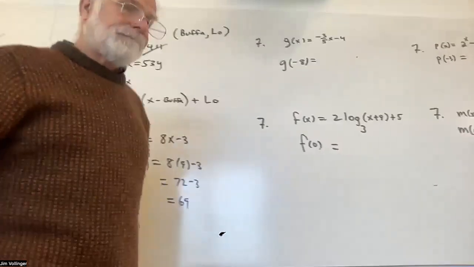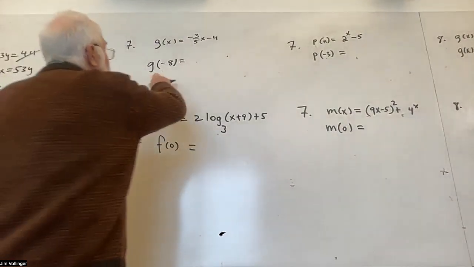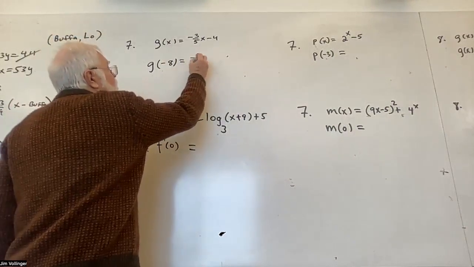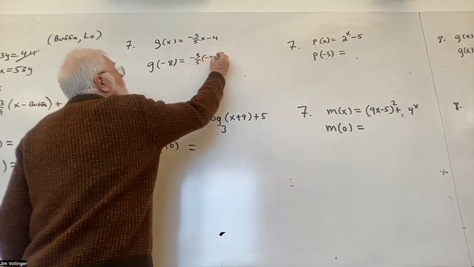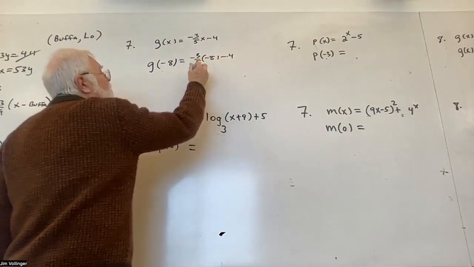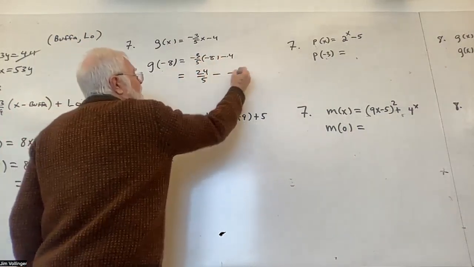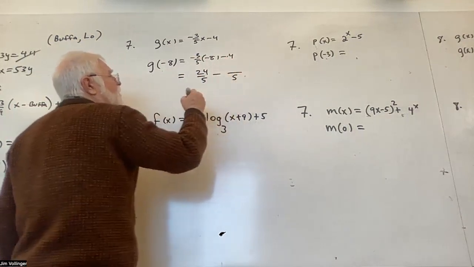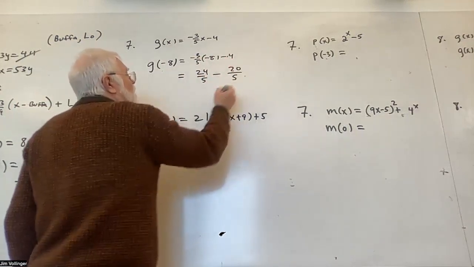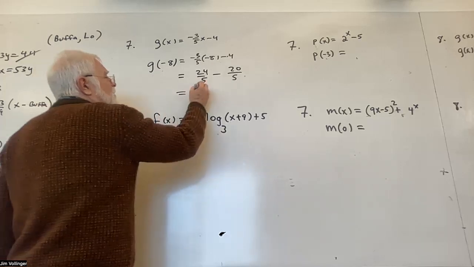That's that one. G of x, different calculation. G of negative 8, so minus 3/5 times negative 8 minus 4. And negative times a negative is a positive. 24/5 minus, I need to write the number 4 in terms of fifths. I do believe it's 20/5, so my final answer is 4/5.